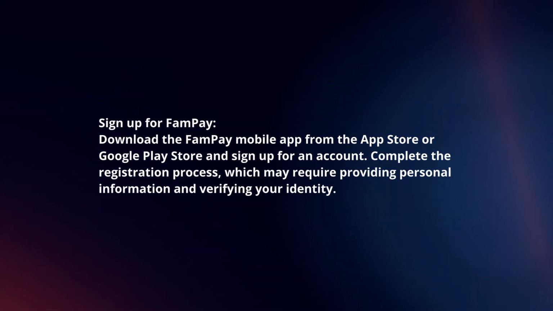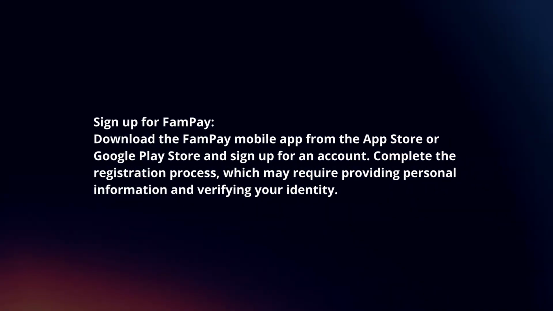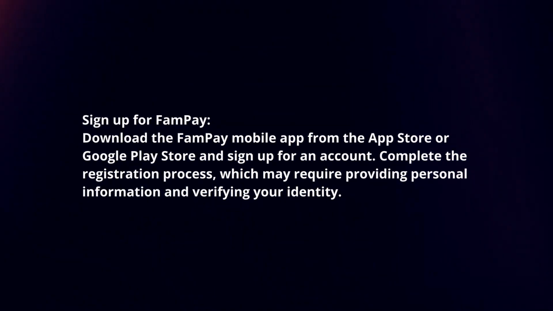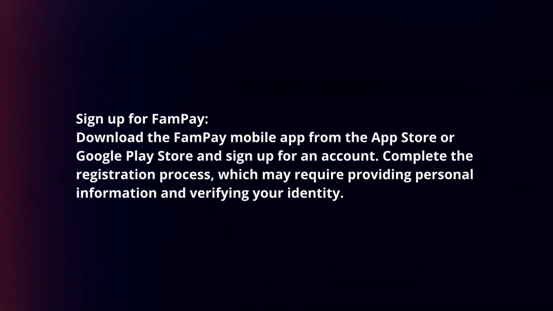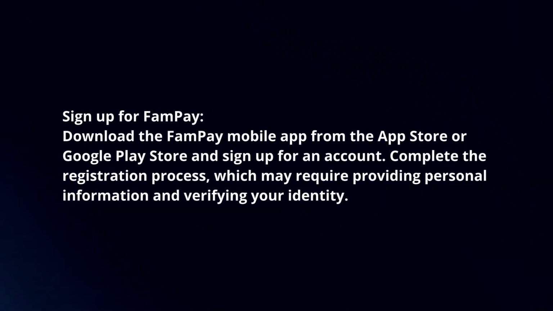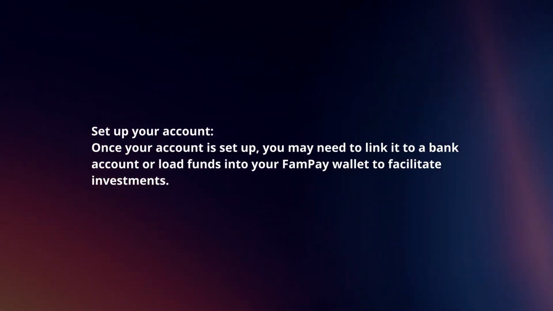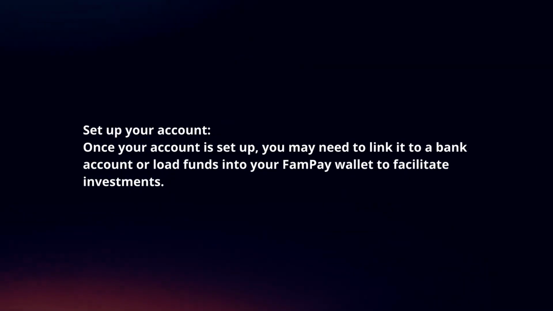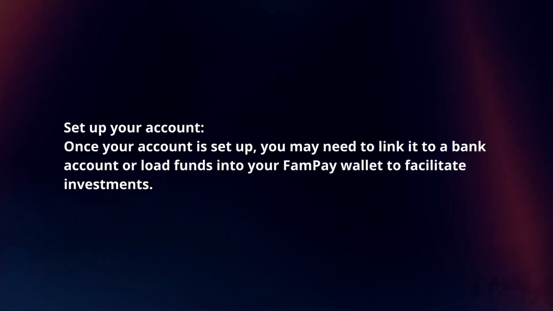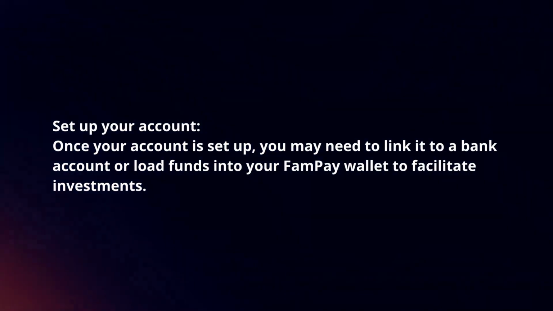Sign up for Fampay. Download the Fampay mobile app from the App Store or Google Play Store and sign up for an account. Complete the registration process, which may require providing personal information and verifying your identity. Set up your account. Once your account is set up, you may need to link it to a bank account or load funds into your Fampay wallet to facilitate investments.